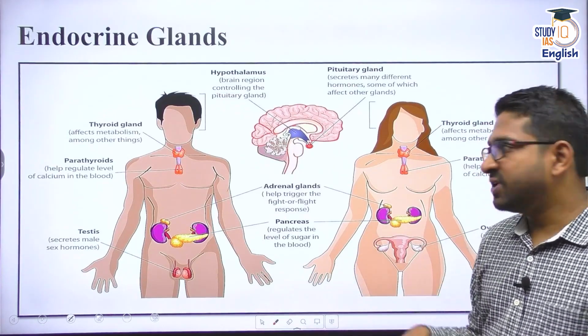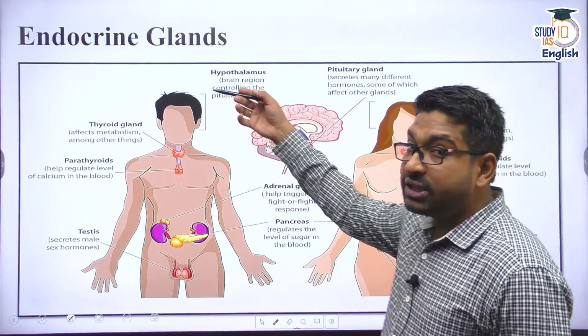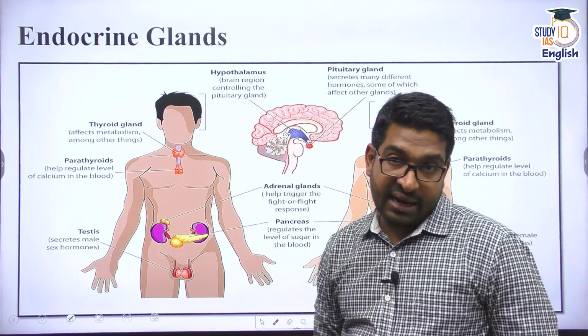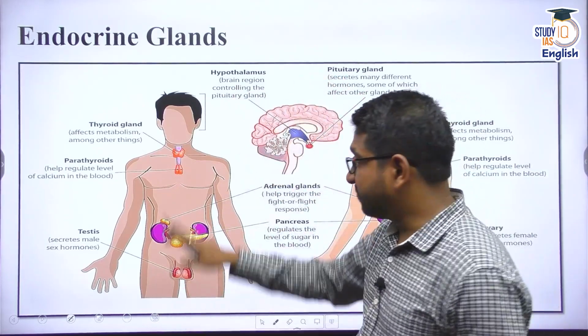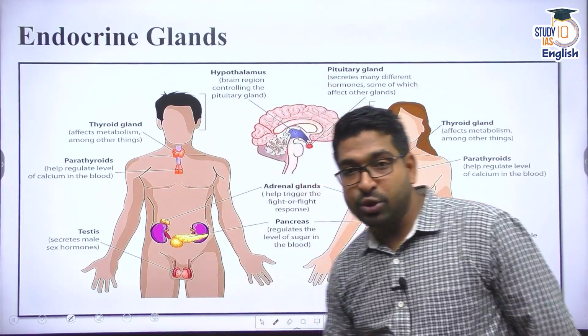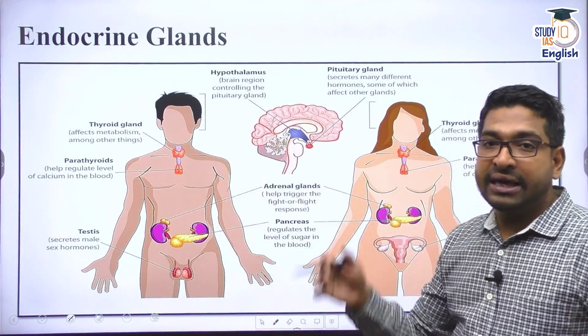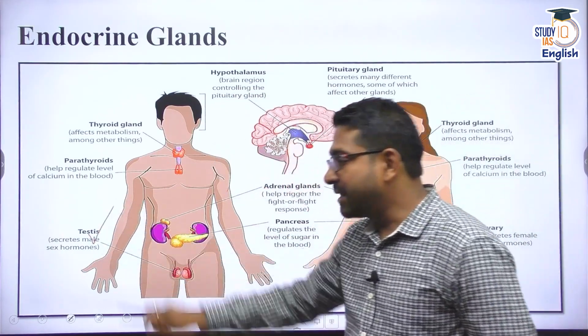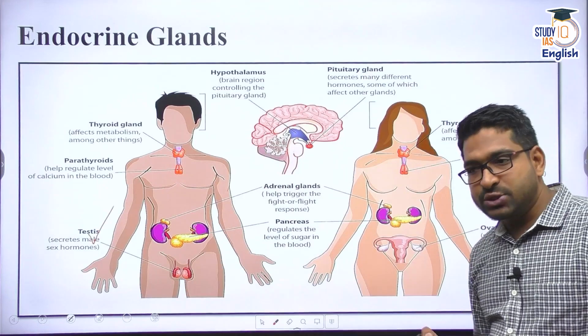And in humans, we have different endocrine glands like the pituitary gland, which is called the master gland. We have the hypothalamus, we have the thyroid gland, which releases the thyroxine hormone. We have the parathyroid gland. In males, there are testes. These release sex hormones.